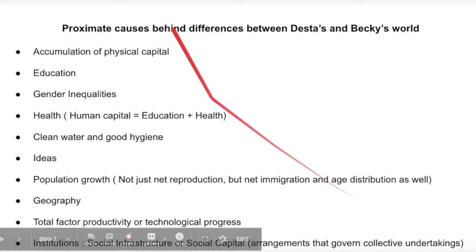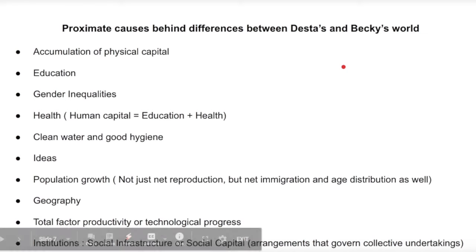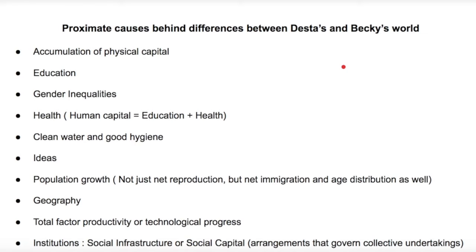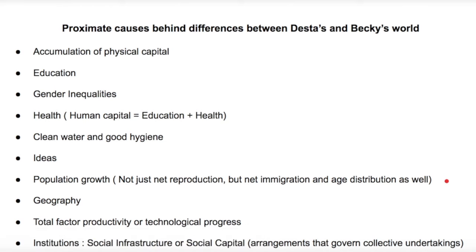So yes, these are the different factors that could explain the differences between not just Desta's and Becky's world, but also the different poles of our world economy, where one part is highly developed and one part is still developing or underdeveloped or very poor. These are precisely the factors, but again, this is not an exhaustive list. You can still add a lot of other factors which would play an important role in explaining the differences.